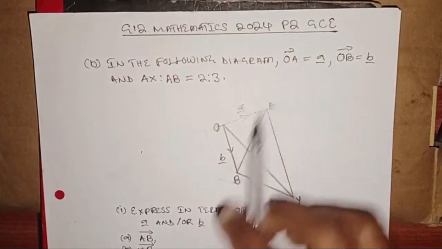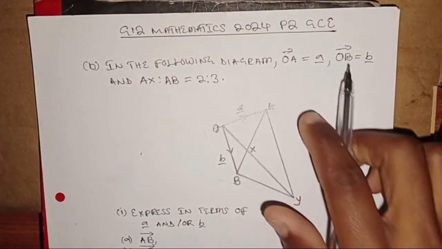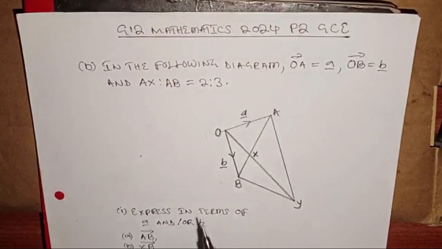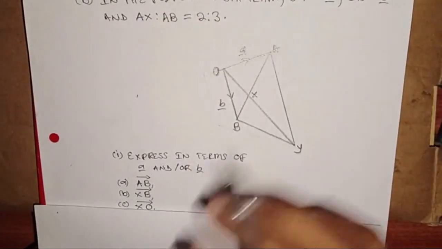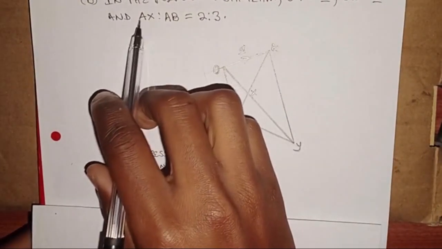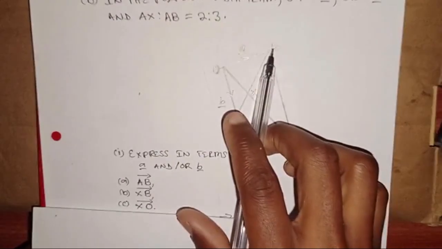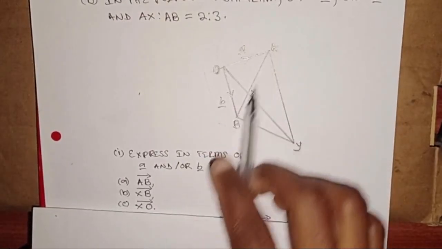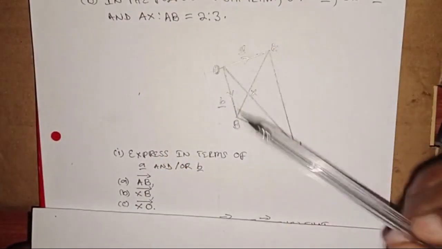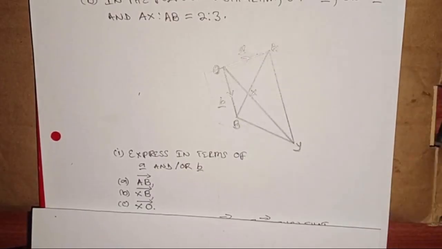So this is OA. When you start from O to A, it equals that. So that's the magnitude. And from O to B, it equals that. Hopefully you're able to see. I know that the light is shining and it's making things hard to see. And AX to AB. So as you can see, where is AX? AX to AB is 2 to 3. So that's what it means. From AX to AB, those are the ratios right there.